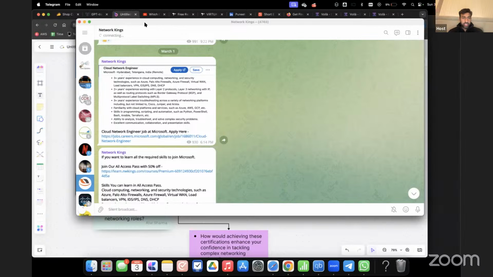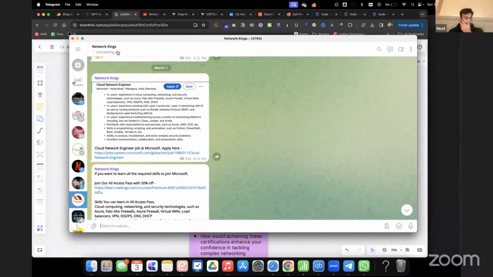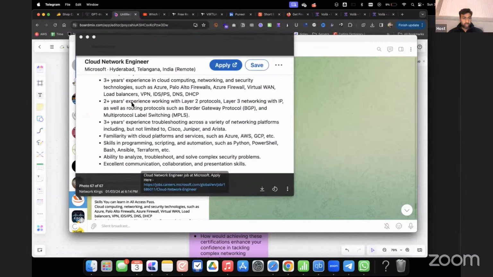Okay, guys. Recently in our Telegram channel of networkings, we shared one job opening at Microsoft. When you see this job opening, they are asking for good knowledge of cloud computing, networking, and security, like Azure and Palo Alto Firewall. You should have OSPF, BGP, MPLS. This is like every domain: they are asking about the cloud, and the networking also, and automation knowledge related to Python, scripting, Linux, PowerShell, Ansible, even cloud DevOps things like Terraform.